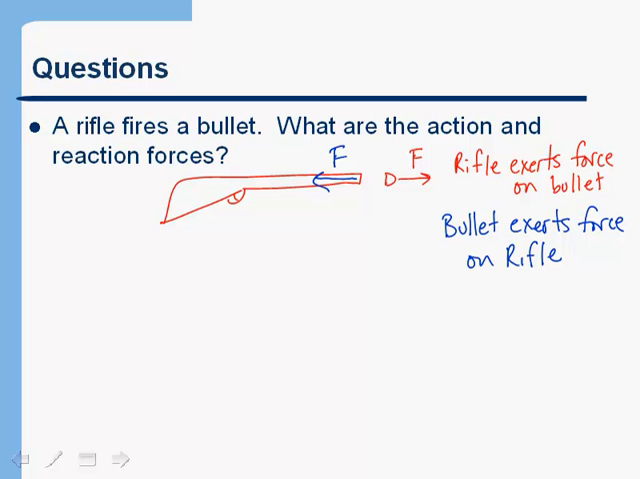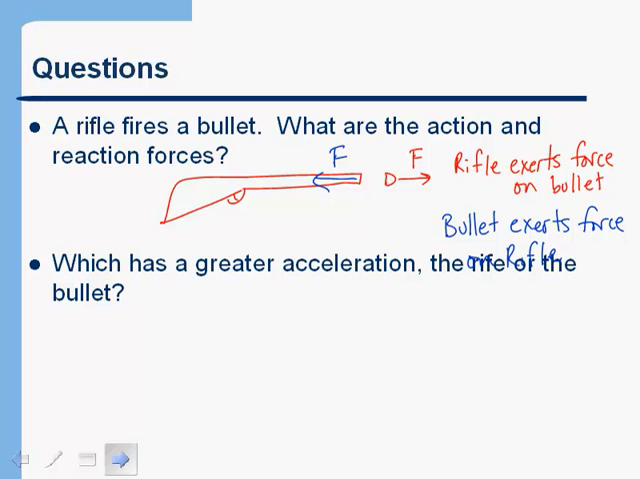Now, that, by the way, is why if you've ever fired a gun or you've seen someone fire a gun, you'll notice that the gun kicks back. The gun goes backwards a little bit when you shoot it. And that's simply because the gun exerts a force on the bullet, but the bullet exerts an equal and opposite force back on the gun. And so the gun moves backwards somewhat as the bullet moves forwards.